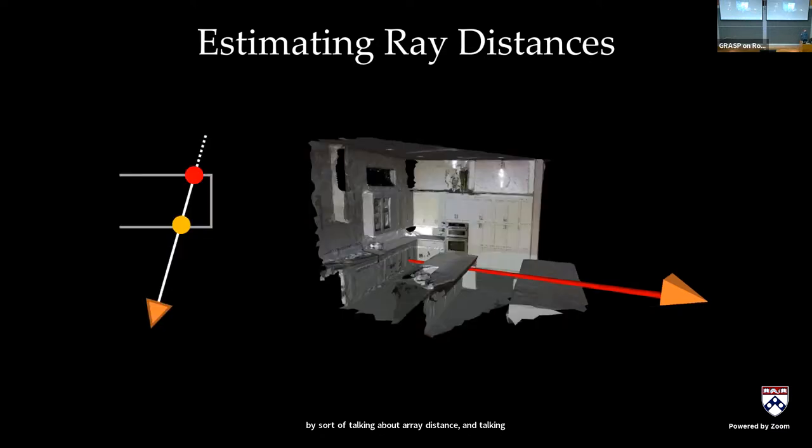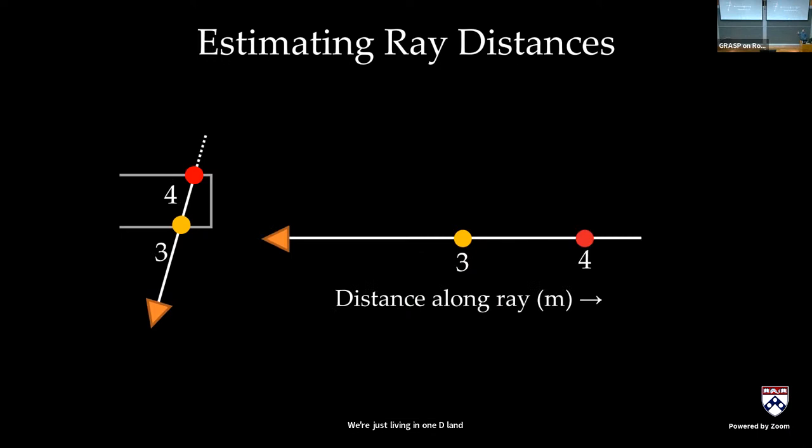The idea behind ray distance is you can just think about this as a one-dimensional problem. Rather than focusing on a 3D problem, you're focusing on the ray along a single dimension, and we can basically ignore the rest of the scene. We're just living in 1D land. Suppose the counter is at 3 meters and 4 meters. You have a distance that goes along this ray, with an intersection at 3 and an intersection at 4, and your network's job is to predict the distance function on this ray.